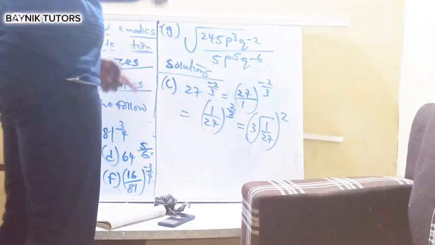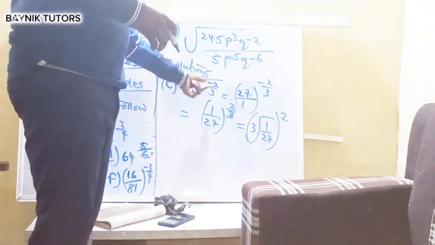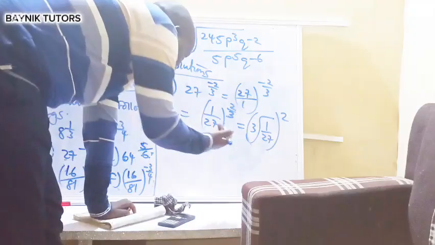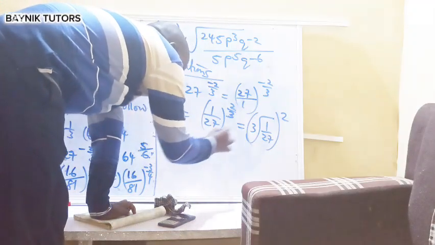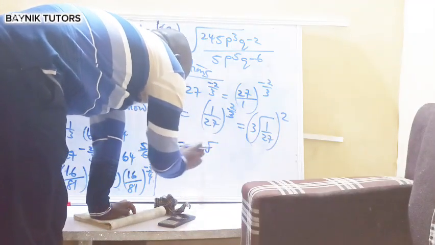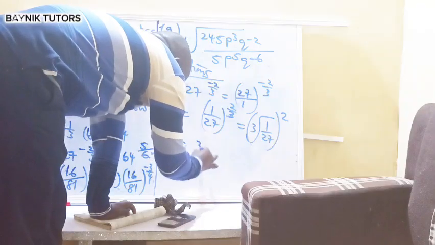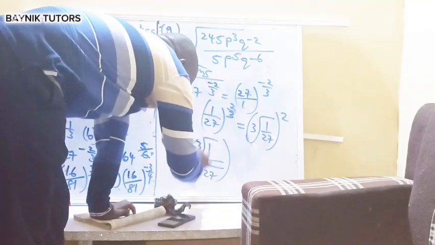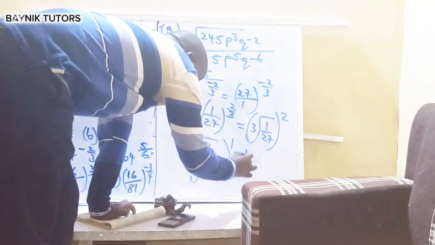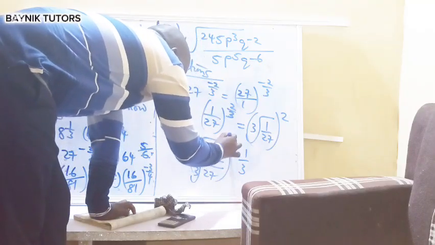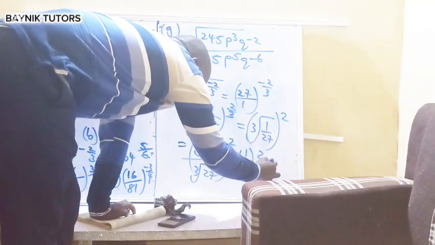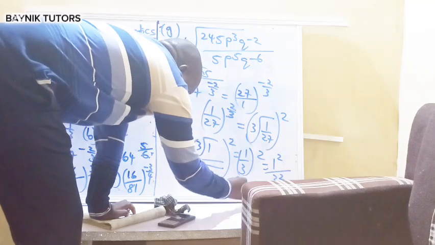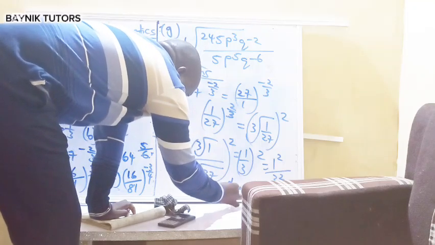Because of the negativity. If there's no negativity, let's say this is ordinary 2 over 3, I'm not going to change it. But because of the negativity, I have to. So here will now be third root 1 over third root 27, then raised to power 2, which is 1 raised to power 2 over 3 raised to power 2, which is equal to 1 over 9. That's some of the things there.